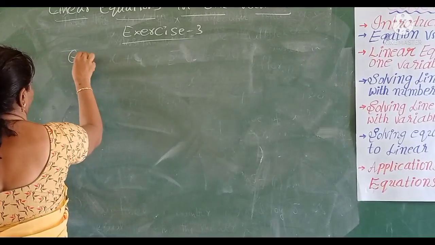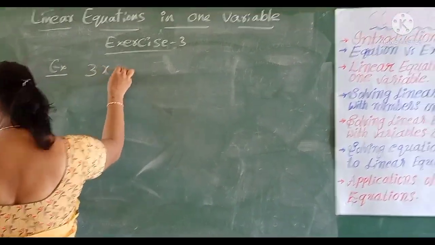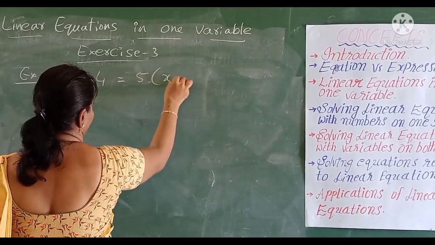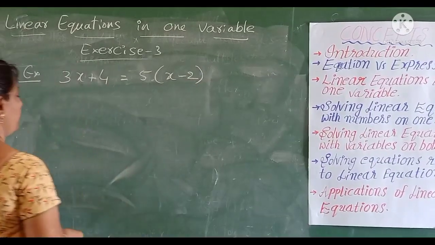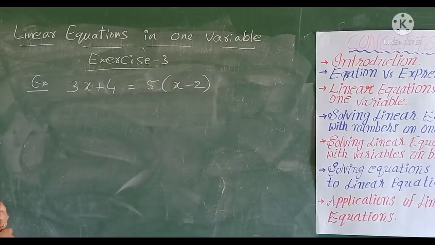See one more question and another model. 3x plus 4 is equal to 5 into x minus 2. See the difference between the previous and this one. What is the previous?